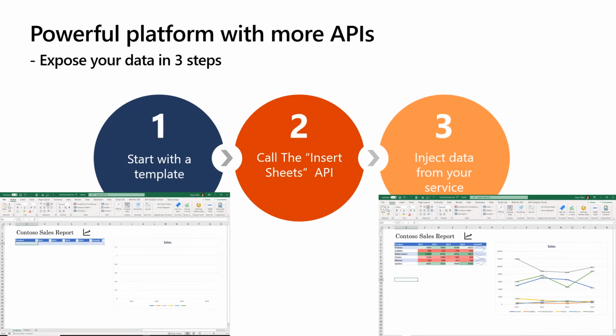Now, let's see some new APIs. I would like to introduce 2 new APIs from the Excel 1.13 requirement set. First one I want to highlight today is the Insert Sheet API. It is going to simplify your life and help you get your data into the hands of users quickly and easily. Starting with a template, you will be able to call one API, Add from Base64 API, to easily inject data from your service to create dynamic reports.